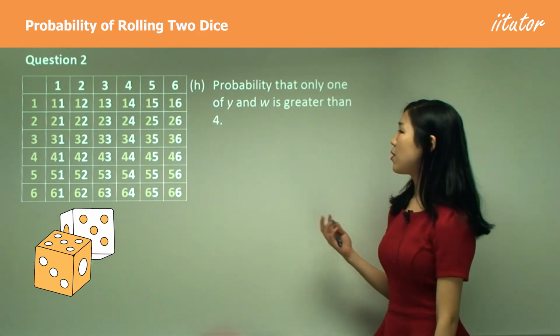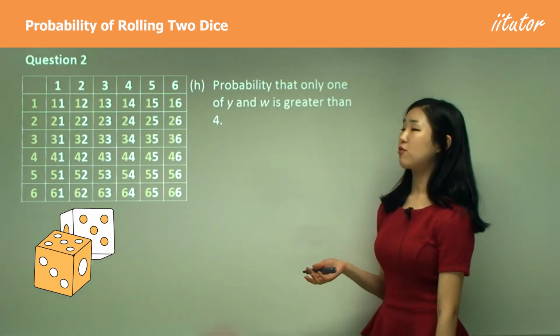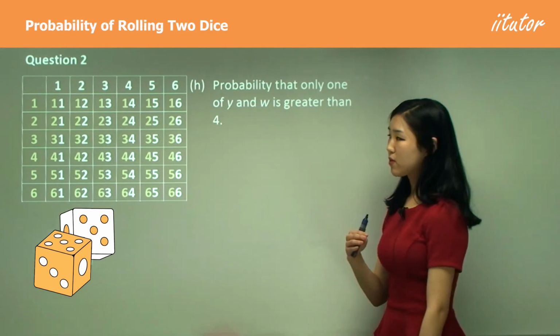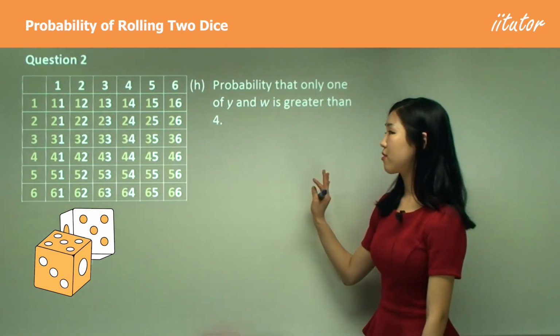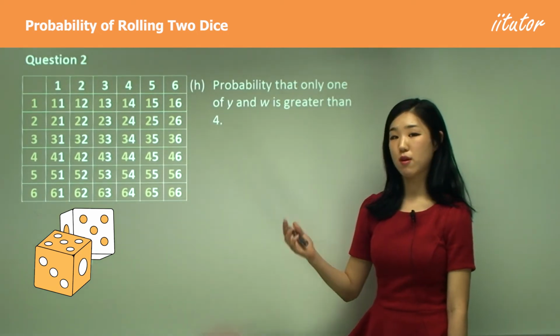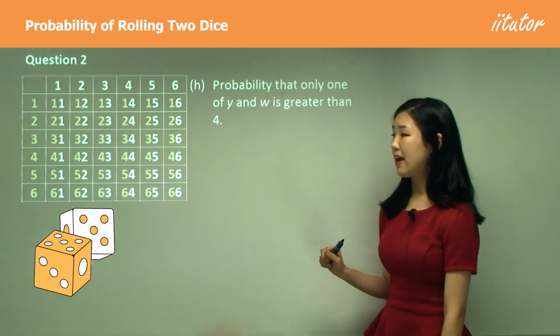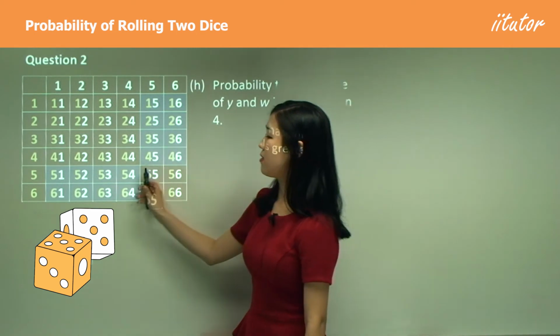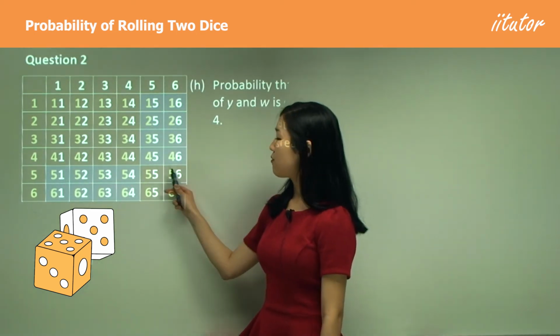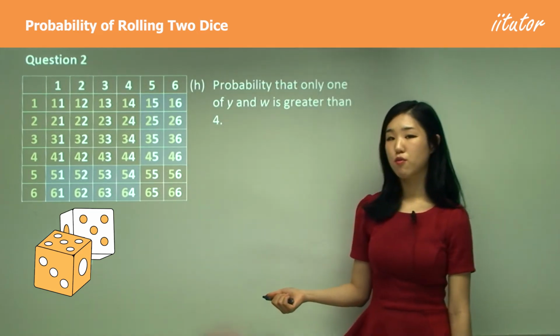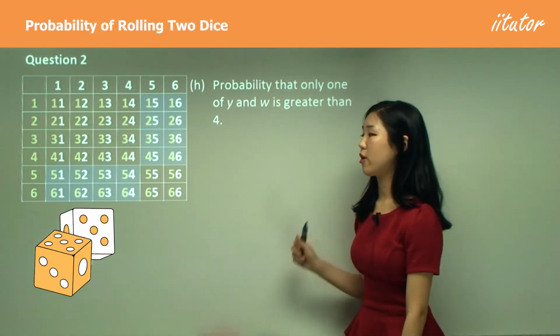Probability that only one of yellow and white is greater than 4. So in the previous question it says at least, which means both of them can be greater than 4. But in this question, I want only one of them to be greater than 4. So it's going to be a lot less. It's only going to be these ones, excluding these ones. We're not going to include these because you can see for these ones, both of them are greater than 4. But I don't want both to be greater than 4. I only want one of them.